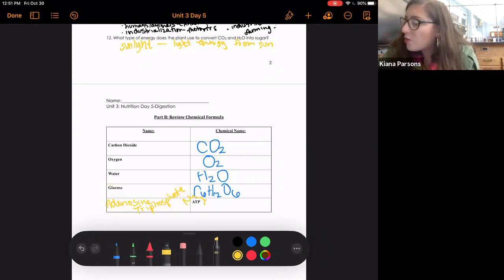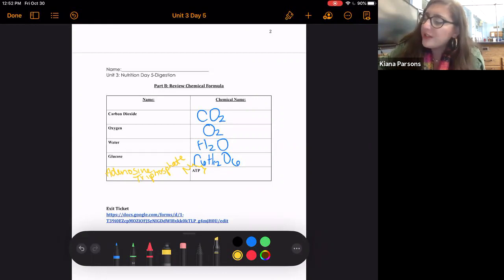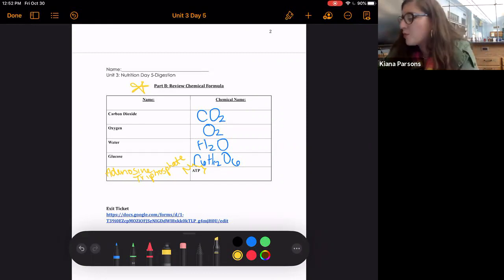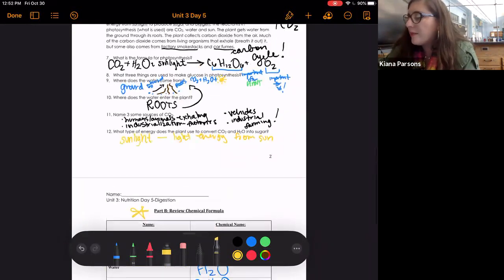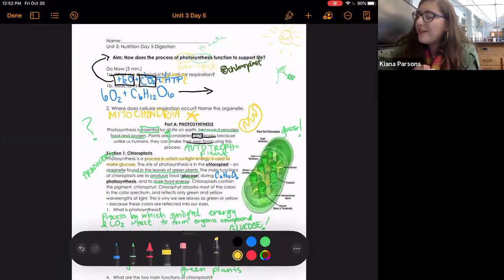But all right, ladies and gentlemen, so please don't forget to go and complete your exit ticket. I do believe the exit ticket will be a version of this chart, although I could be mistaken. I know that's one of your exit tickets from Unit 3. But we have here Unit 3, Day 5. Today's aim was how does the process of photosynthesis function to support life?